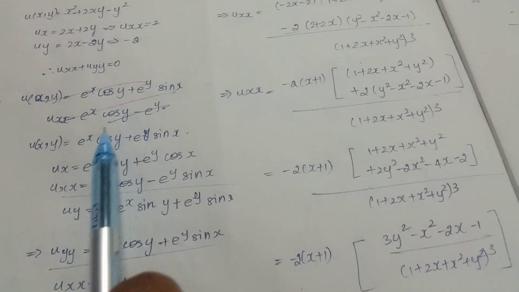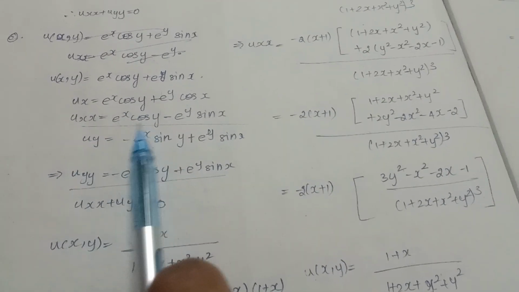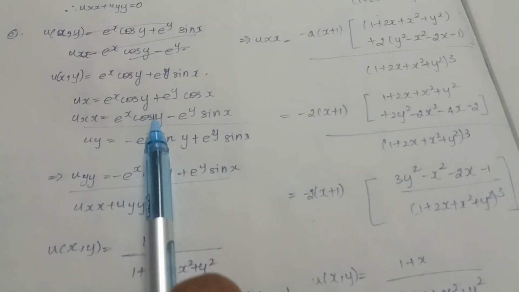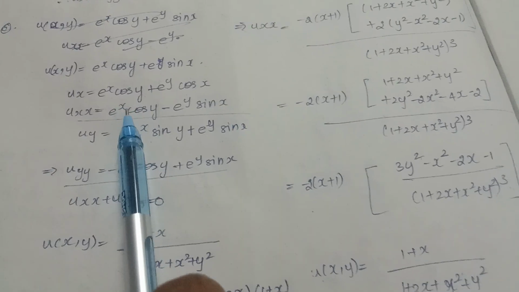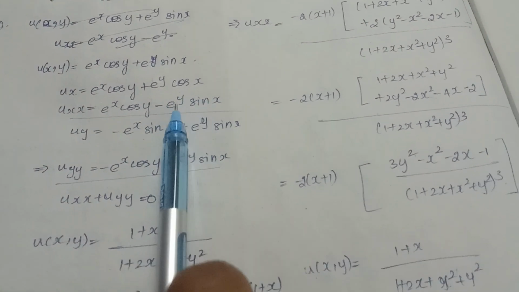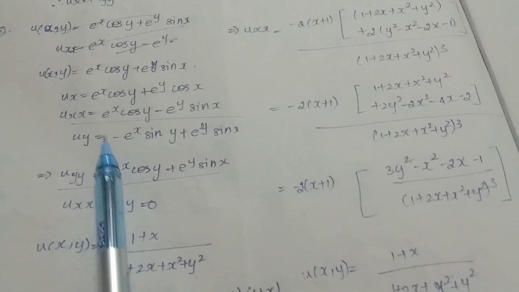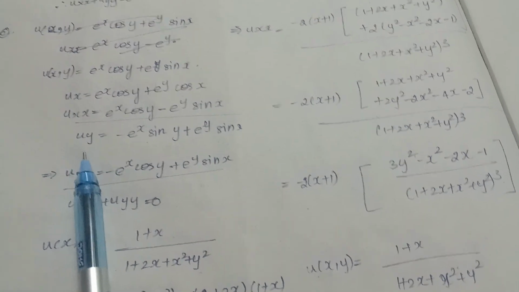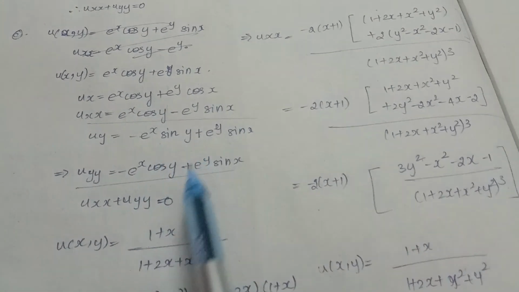Then we have to check each of the other options. For the second option, if we take the derivative with respect to x, we get e^x cos y + e^y cos x, and again with respect to x, e^x cos y − e^y cos x, because the derivative of cos x is −sin x. That is u_xx, and if we take the double derivative with respect to y, these terms get cancelled.